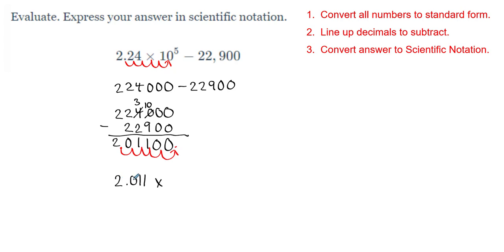So again, 2.011, drop those zeros, times 10 to the power of 1, 2, 3, 4, and 5. And that kind of makes sense. Big number has positive exponents. And we'll box that one.